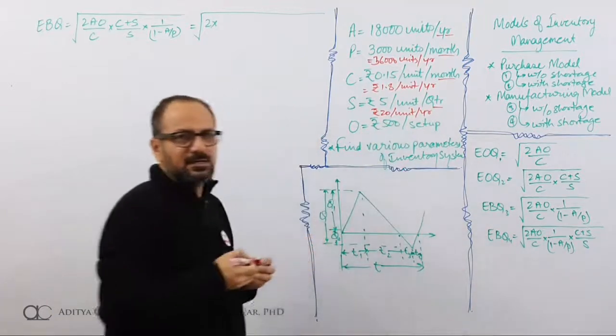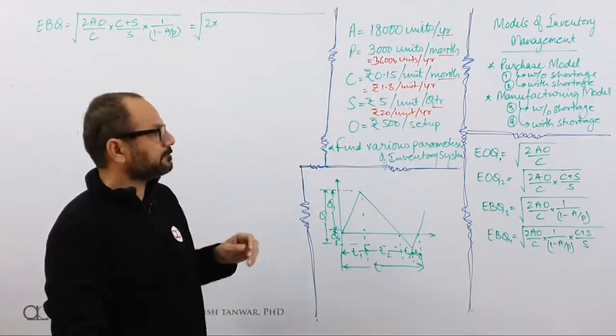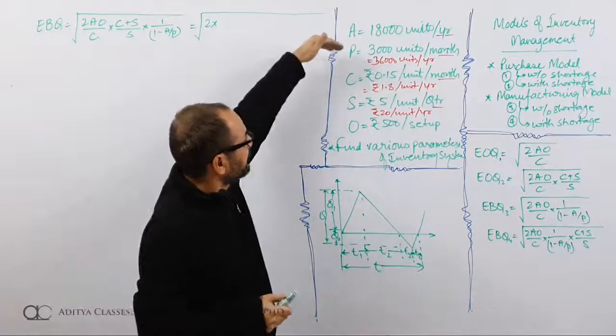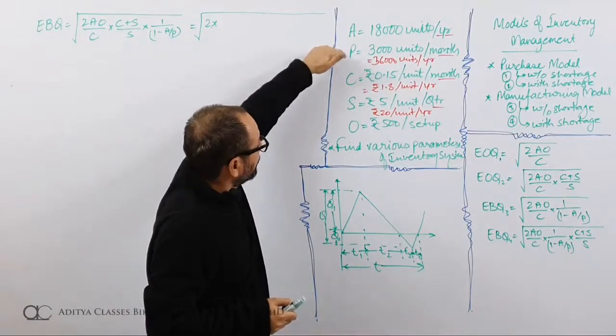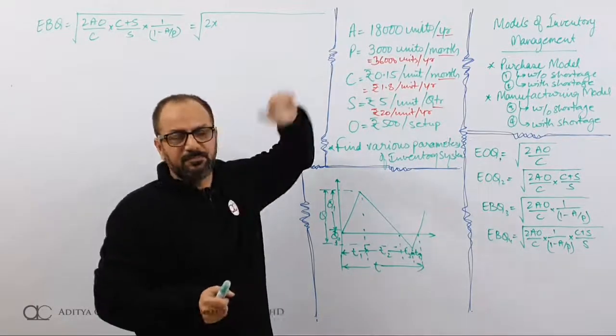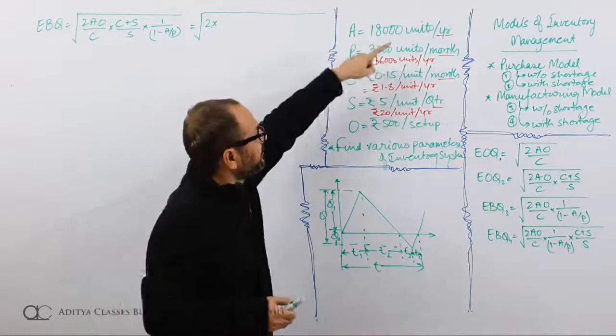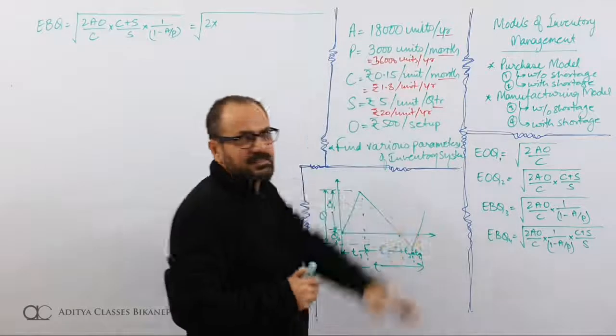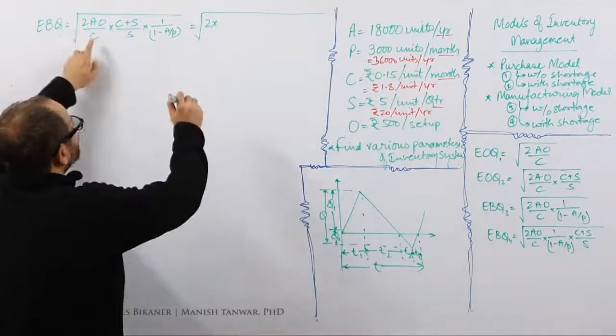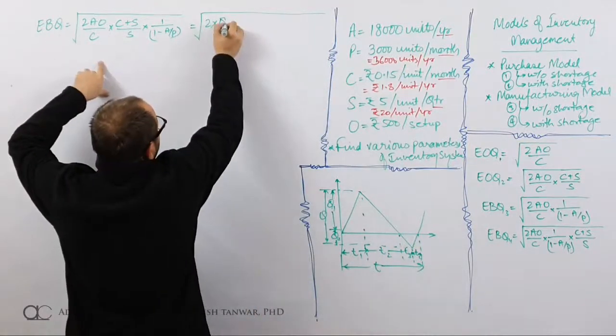This is setup, so it is not in time frame. In the domain of time frame, we had production rate, carrying cost and shortage cost per unit, per month, per unit, per quarter, per unit, per year. So we have converted everything into year. Everything is in year. So, annual demand is 18,000.